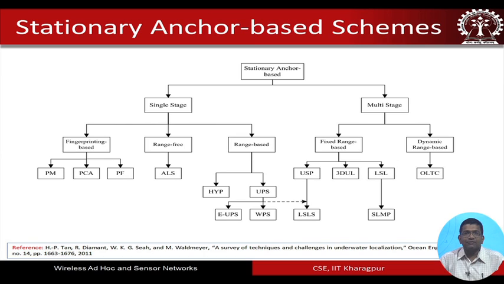Anchor based schemes can be classified into different categories: single stage schemes and multi stage schemes, and single stage can be further classified into fingerprinting based, range free, range based, and multi stage into fixed range based and dynamic range based. As you can see over here, there are a large number of different types of anchor based schemes which are proposed. OLTC is something that was proposed by me and one of my students. 3D UL is also a very important, well known, fixed range based scheme that is available in the literature. ALS is another, and so on. A complete picture of the classification can be obtained by reading through this particular journal paper, which is a survey of techniques and challenges in underwater localization, published in Oceanic Engineering in 2011.